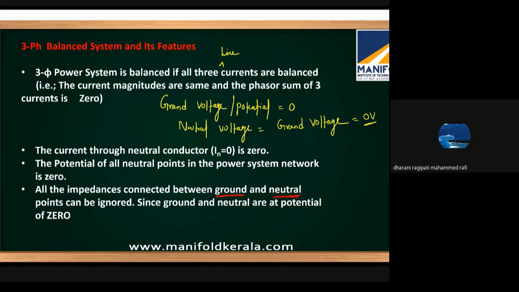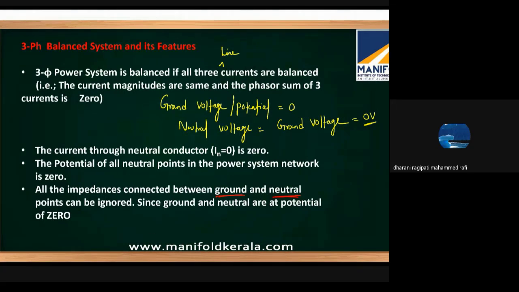We can remove it. So all the impedances connected between the ground and neutral can be ignored, since the ground and neutral are at zero potential. So these are some important and salient points of a three-phase system which you have to remember.